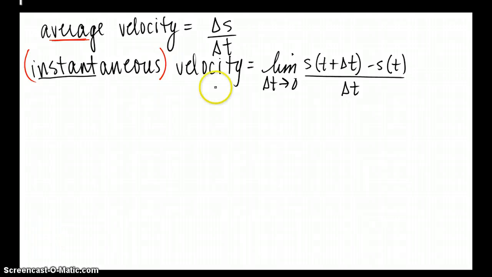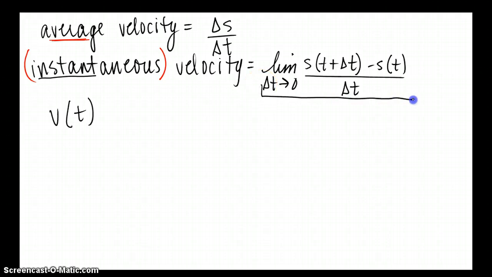So let's interpret this. Notation for velocity is v of t. This should look familiar to you, right? This is your definition of derivative. But what function are we finding the derivative of? The position function. So the velocity, the instantaneous velocity, is the derivative of the position function.